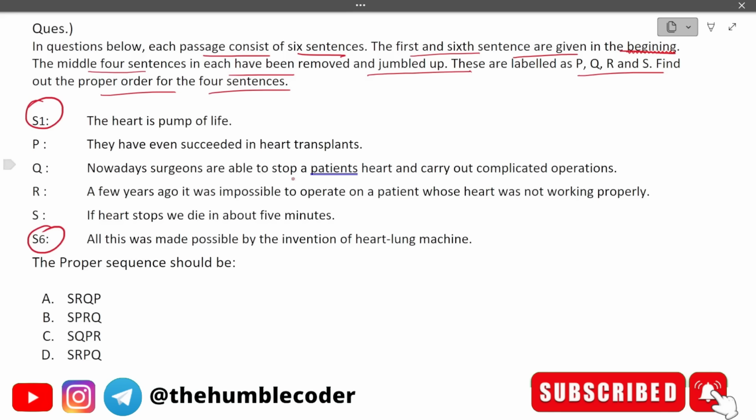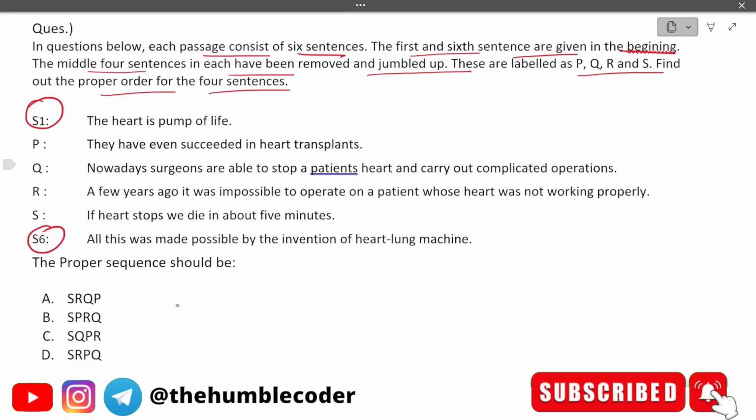Nowadays, surgeons are able to stop a patient's heart and carry out complicated operations. A few years ago, it was impossible to operate on a patient whose heart was not working properly. If the heart stops, we die in about 5 minutes. And lastly, all this was made possible by the invention of the heart-lung machine.